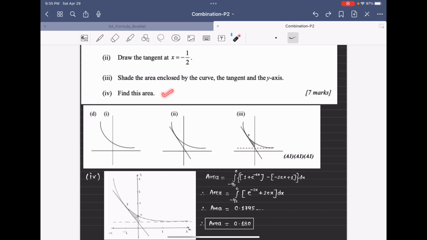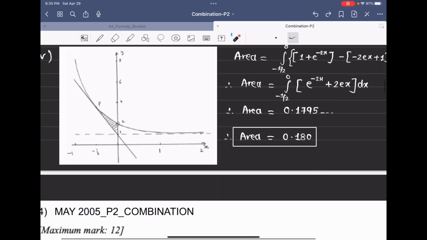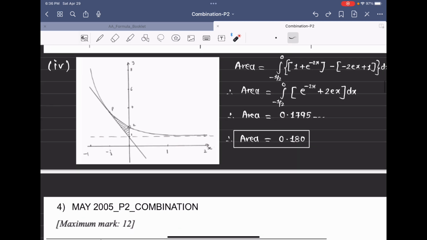Now they say find the area. You have to see properly. Now this is the labelled diagram. This is your -1, this is 2, this is your tangent, this is your curve, this is P, this is the shaded area. Now the shaded area is lying between the curve and the tangent as well as the y-axis. When you use definite integration, you have to take perpendicular values. So I know my lower limit is P's x value, that is -1/2, and upper limit, that is 0.